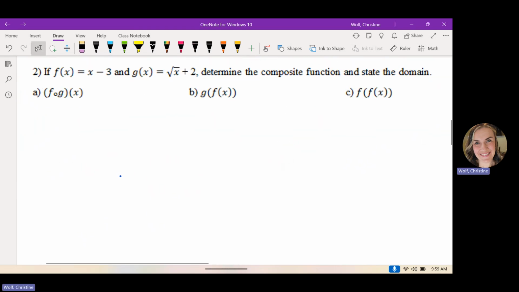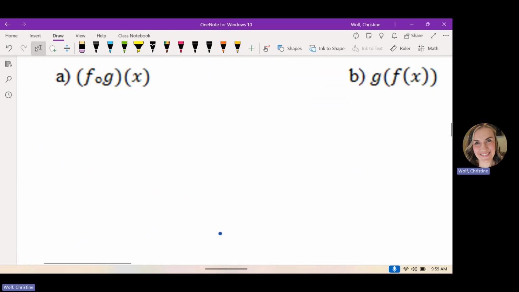Okay, let's do something with radicals now. So f of x is x minus 3, g of x is radical x plus 2. Determine the composite function, and also we're going to state the domain. Okay, so let's start with this guy. So this means the same as that. So I just want to show you that notation. F of g of x would look like that.